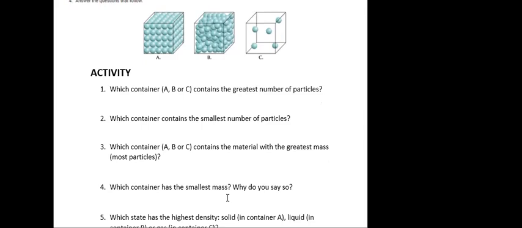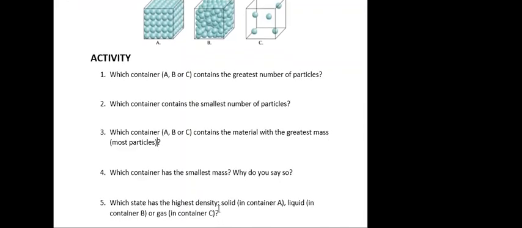Okay, which container has the smallest mass and why do you say so? Still in the chat, do not answer me verbally. Okay, Sarah says C because it has the less amount of space. And there's one more answer. There's actually more space between particles, right? It has less particles. Well done, Tendo. Moving on.